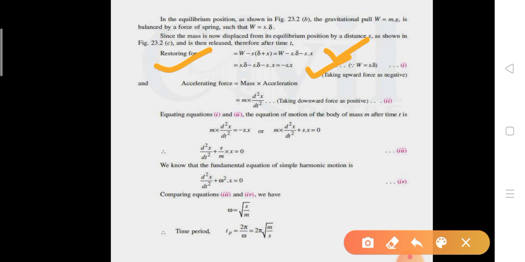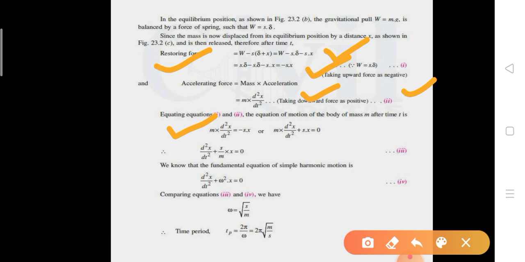As you are applying acceleration force to the system, so you will get one accelerating force. So value of accelerating force, you know, mass into acceleration, so m into d square x upon dt square will be your accelerating force. And these are equal and opposite forces, so I am just equating that m into d square x upon dt square is equal to minus S x.